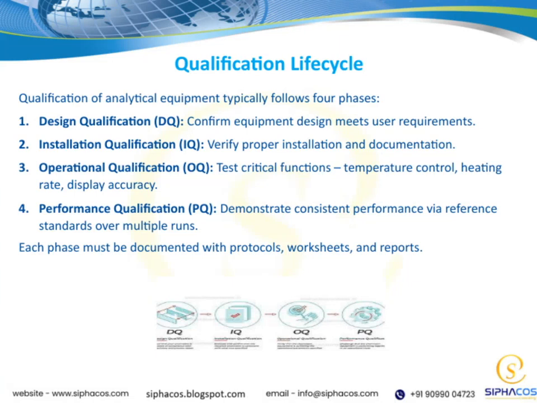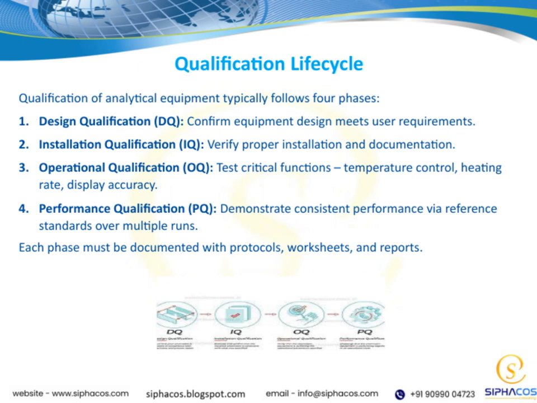Let's take a closer look at the qualification lifecycle for analytical equipment. This process generally involves 4 key phases, each with its specific purpose. First, we have design qualification, or DQ. This is where we confirm that the equipment's design aligns with our user requirements, ensuring it's built to meet our needs from the start. Next is installation qualification, or IQ. In this phase, we verify that the equipment has been installed correctly and that all documentation is in place. Proper installation is critical to ensure everything functions as intended.